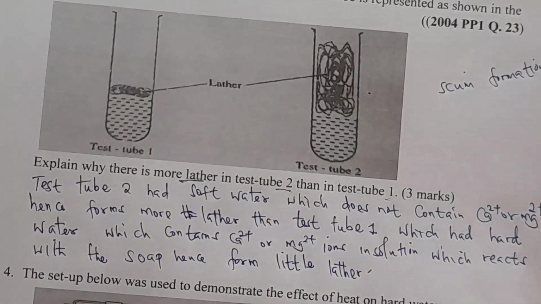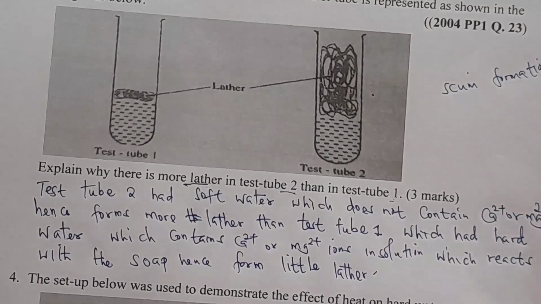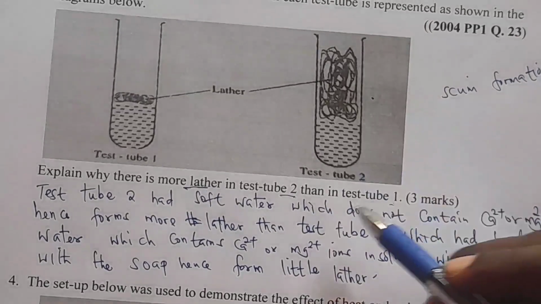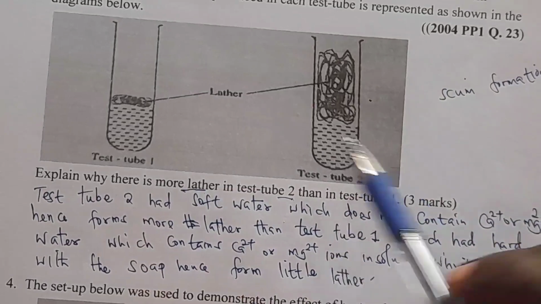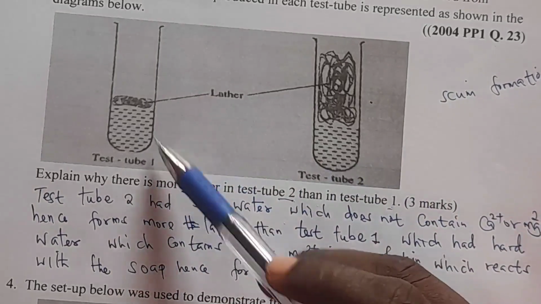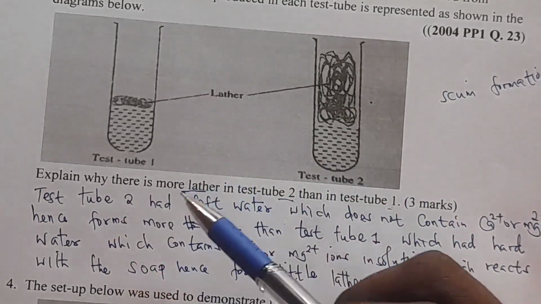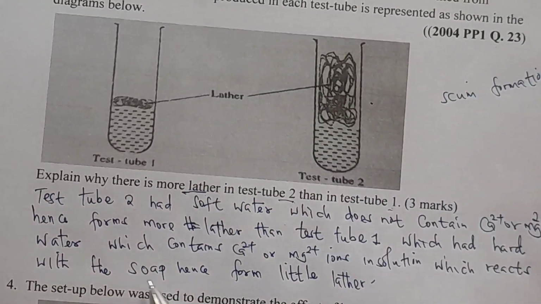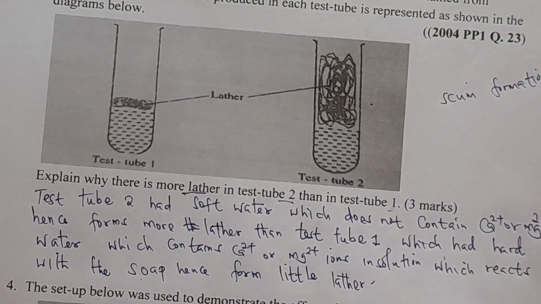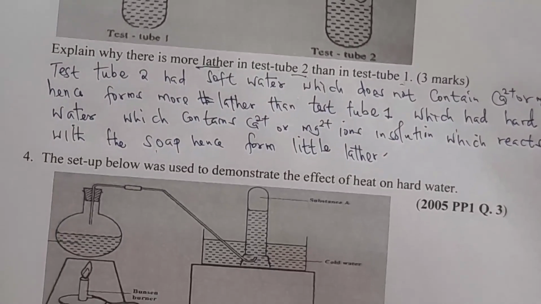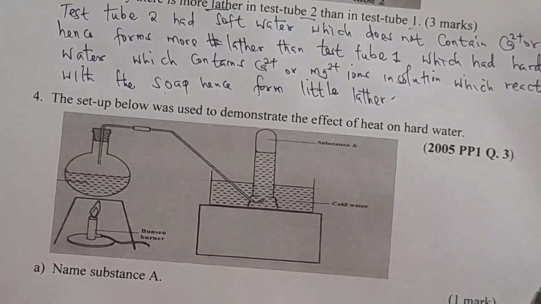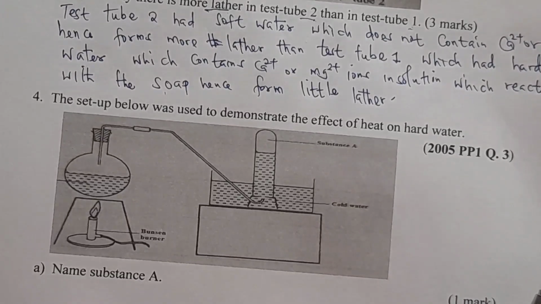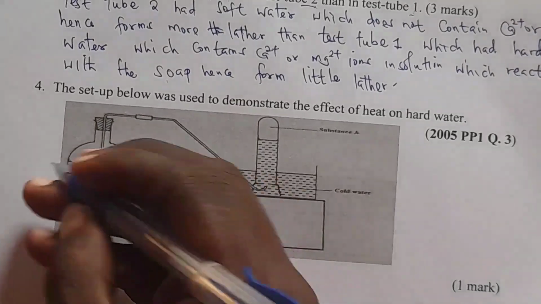That's now the explanation, because we are told to explain why there is more lather in test tube 2 than in test tube 1. We know test tube 2 had soft water, so test tube 1 had hard water. Hard water contains magnesium ions and calcium ions, which react with the soap, thereby producing little or less lather. So we go to example 4. Example 4, we are told the setup below was used to illustrate the effect of heat on hard water. So here we have hard water.